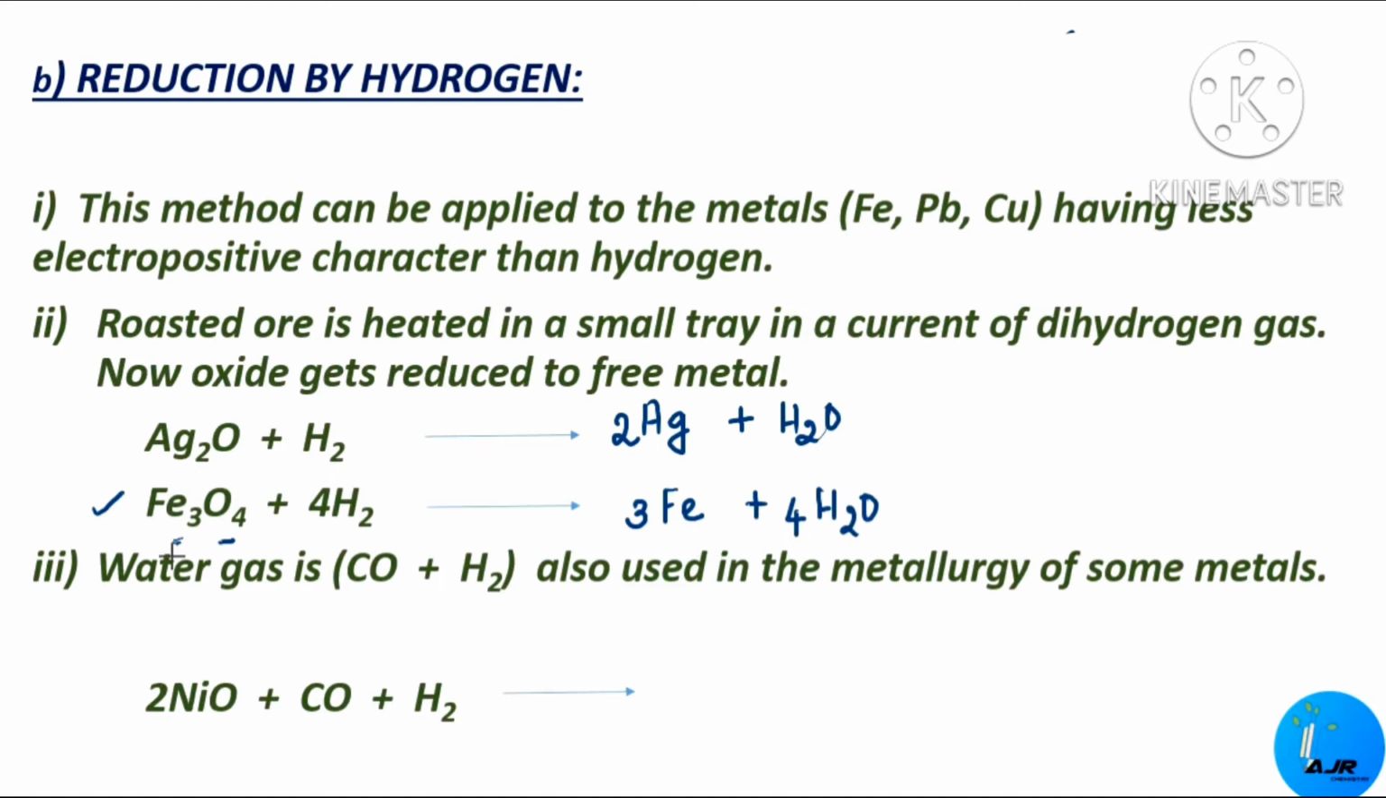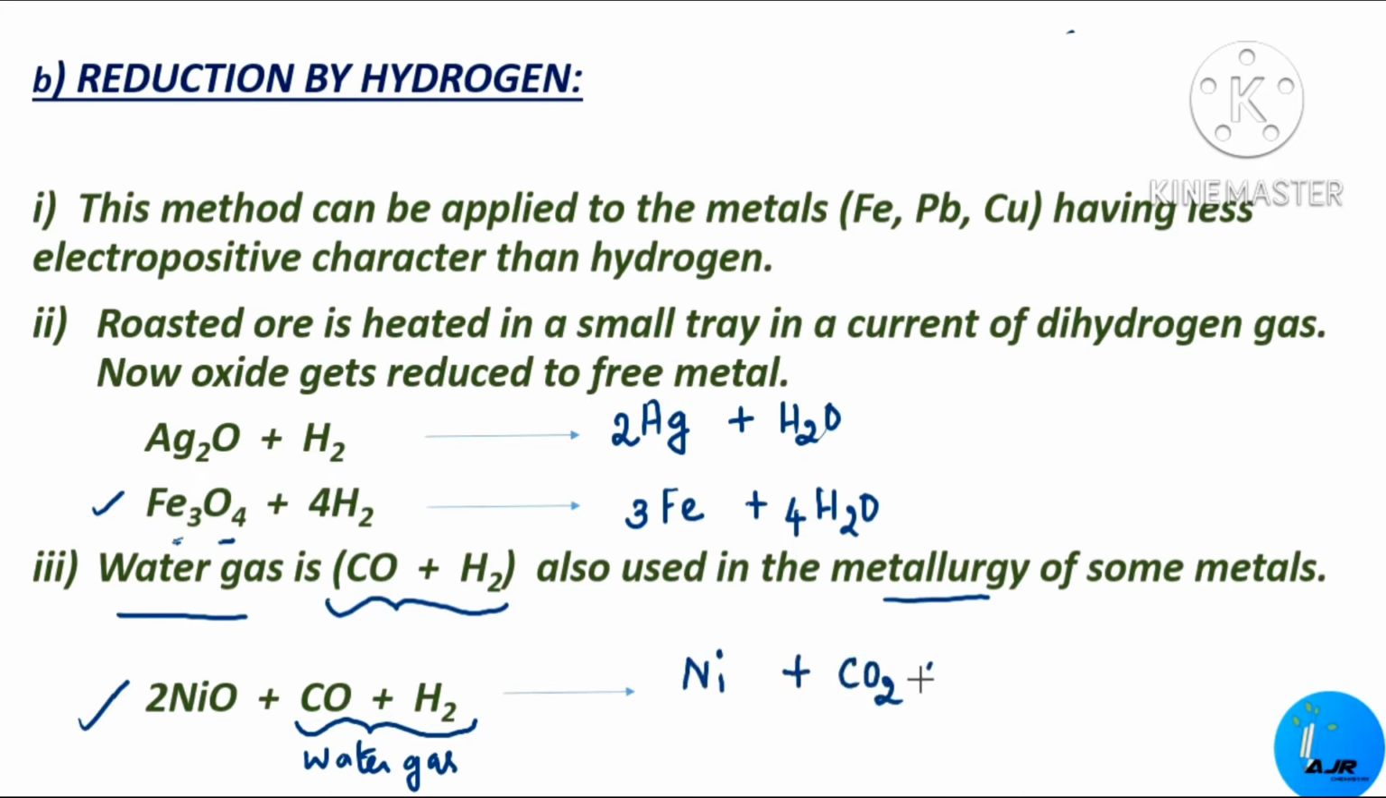Obviously, we can make use of water gas also. What is water gas? A mixture of carbon monoxide with hydrogen is called water gas, and water gas is used in the metallurgy of some metals. For example, nickel oxide. Here we have taken nickel oxide. This is reduced by water gas. This mixture of carbon monoxide and hydrogen is water gas. And here also we will be getting the free metal plus carbon dioxide plus water.